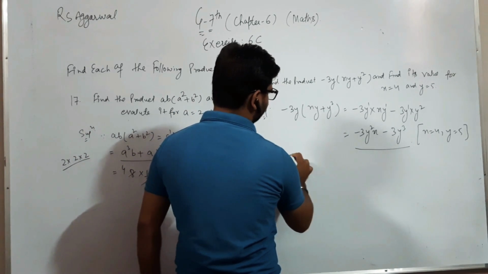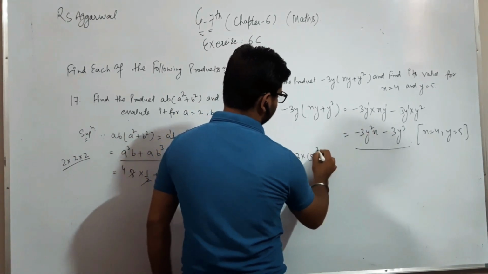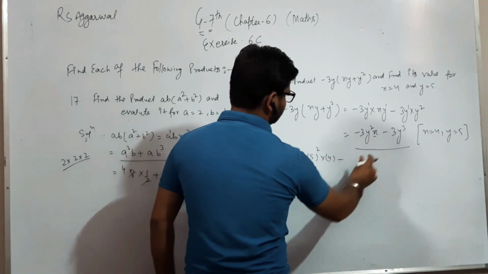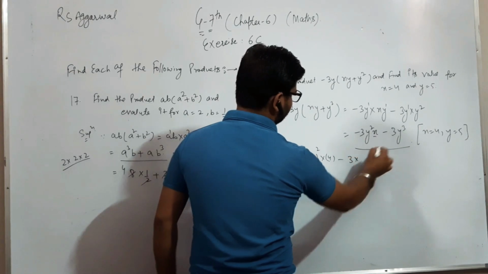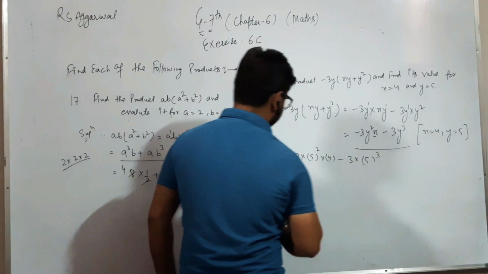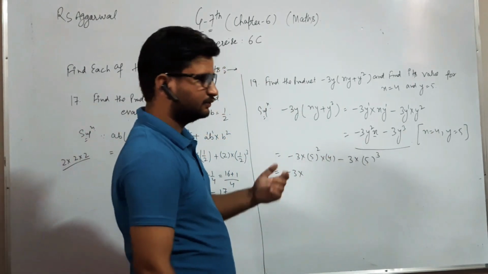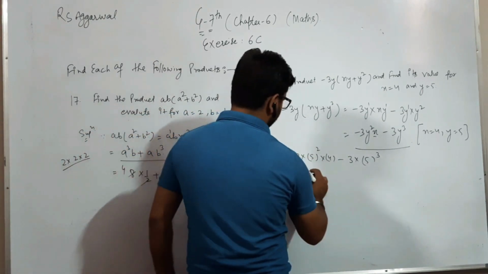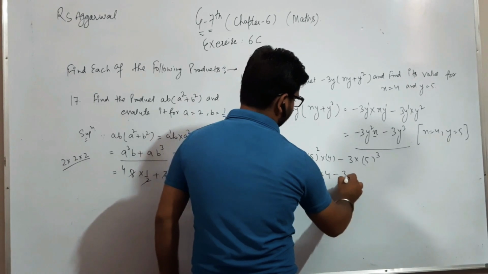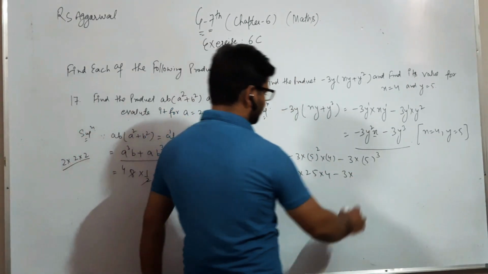So here we put the value of minus 3 into y is, here we put 5 raised to power 2, then x is 4, here we put x is 4, then minus 3, and y we put 5 raised to power 3. So evaluate it: 5 raised to power 2 means we multiply 5 two times, so 25 into 4, and minus 3 into 5 multiplied 3 times, 125 we get.